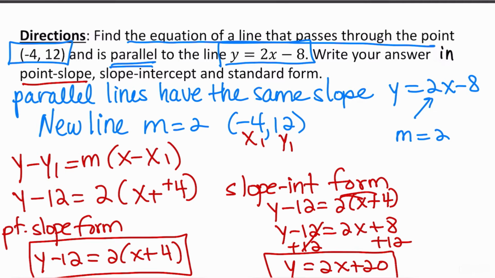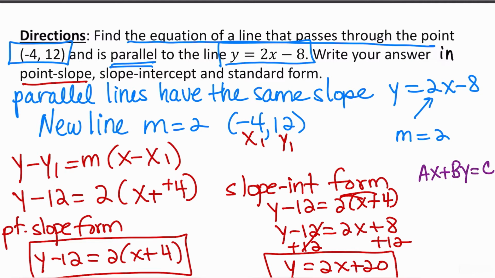For standard form, I have to follow 3 requirements. Number 1, there can be no fractions or decimals, and in this case, I don't have fractions or decimals because it says y equals 2x plus 20. The second thing is the x has to be positive, which in this case it is, which is good. But in the third case, it has to be in the form ax plus by equals c. So ax plus by equals c.